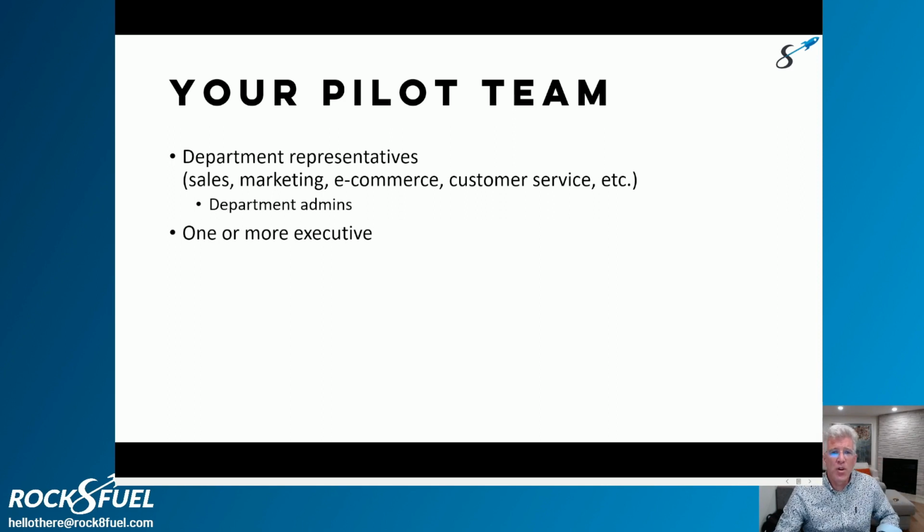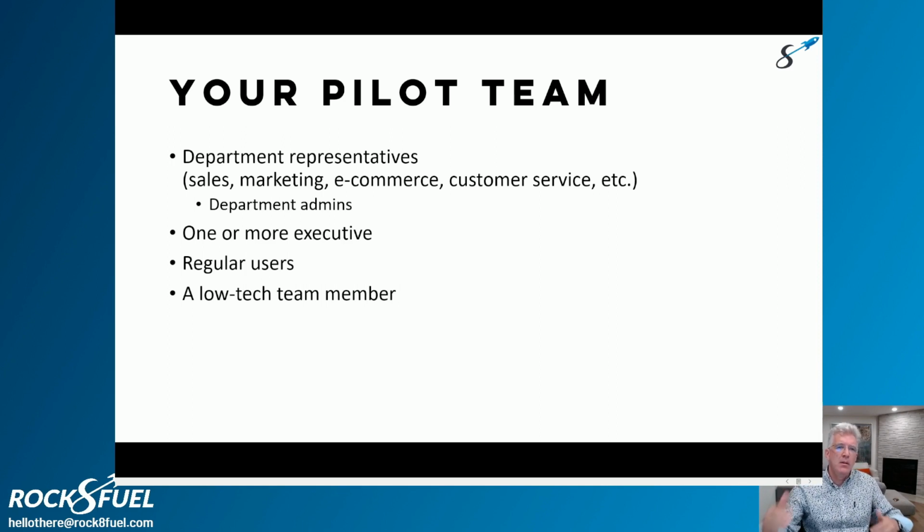You want to have one or more execs to have that visibility and make sure that the exec team has somebody they can refer to, and if this person does it, then we'll do it as well, right? Regular users. Bring a couple of good, old-fashioned regular users into the mix, and bring a low-tech team member. You know, that person for whom every system is a challenge. Well, if this person can make things work, everybody else should.